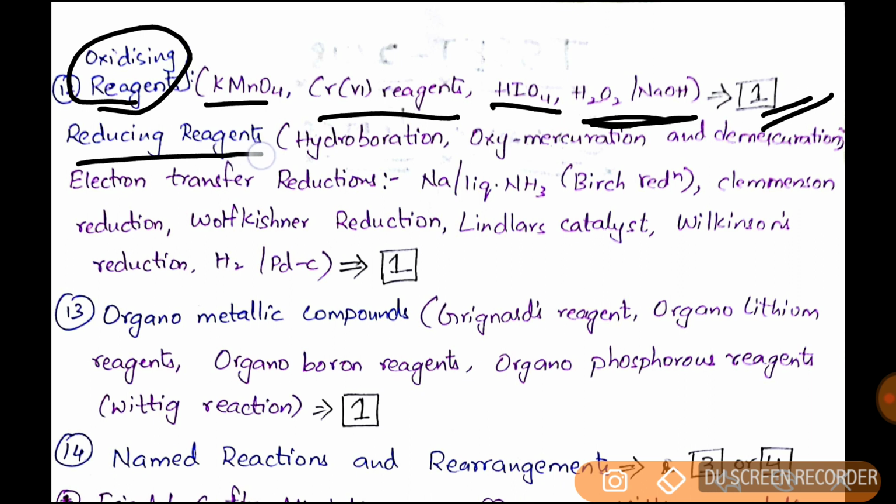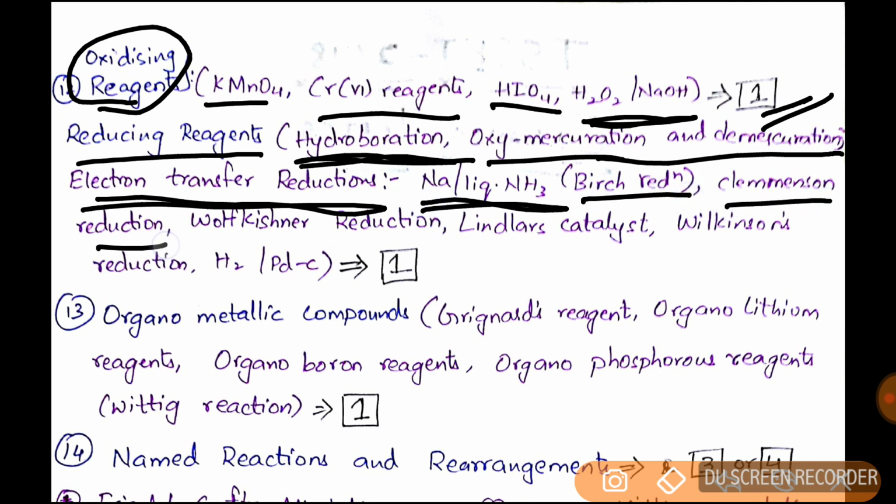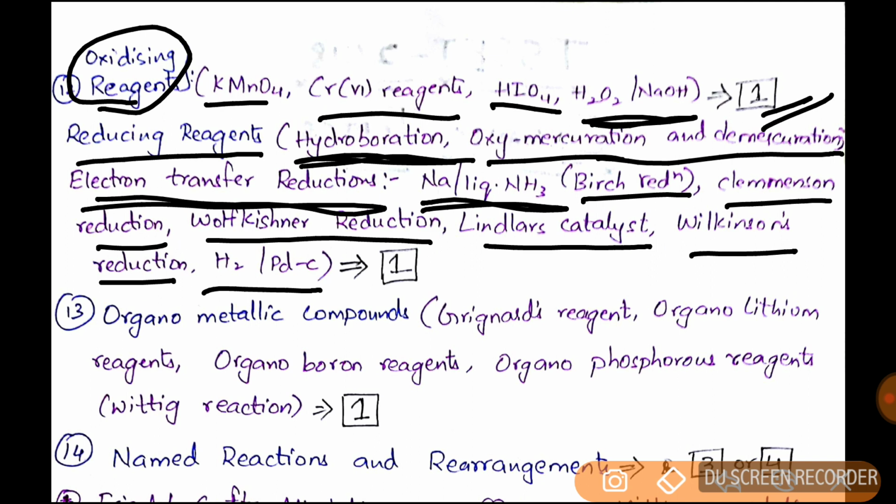And there are reducing reagents, that is hydroboration. There was a question from this hydroboration in the previous year, that is in 2017. And oxymercuration and demercuration is also important, guys. And coming to electron transfer reductions, sodium and liquid ammonia is important. Birch reduction, Clemmensen reduction, Wolff-Kishner reduction, Lindlar's catalyst, Wilkinson's reduction, and also hydrogen with palladium on carbon is also important.